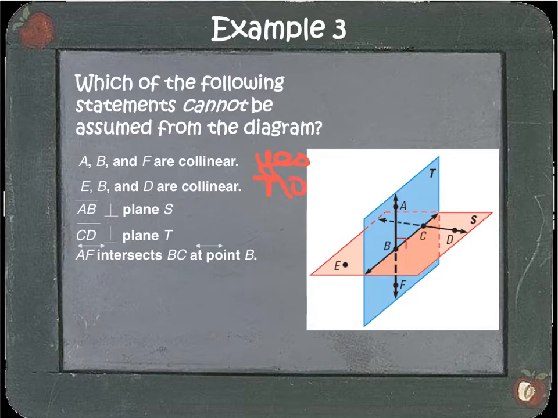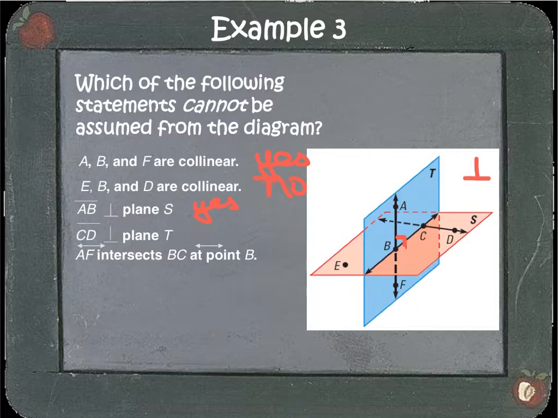What about, and if you haven't seen this symbol before, the upside down T, that represents perpendicular. So is line AB perpendicular to plane S? Can we tell that? Yes, we can, because of the right angle mark here. If it didn't have the right angle mark, we wouldn't be able to say for sure that that was perpendicular. But because there's a right angle mark there, we do know it's perpendicular.